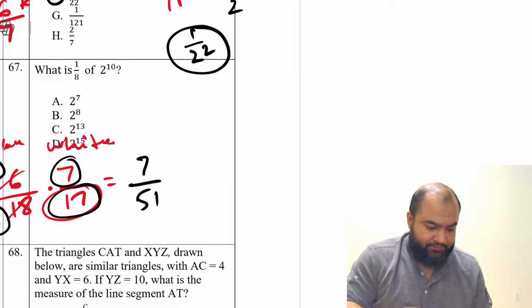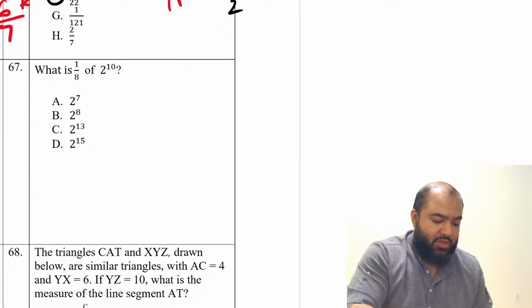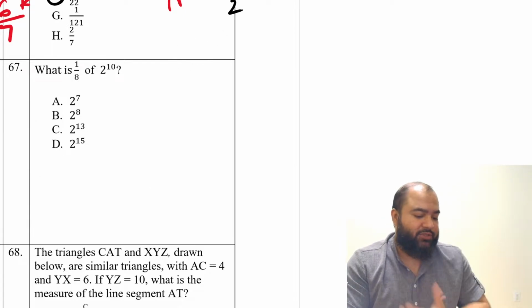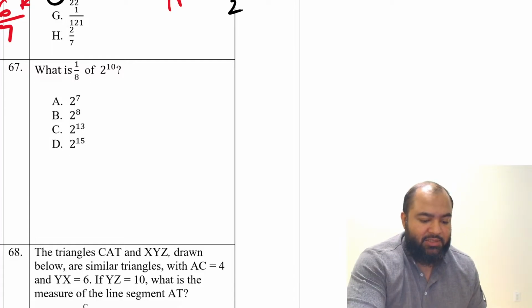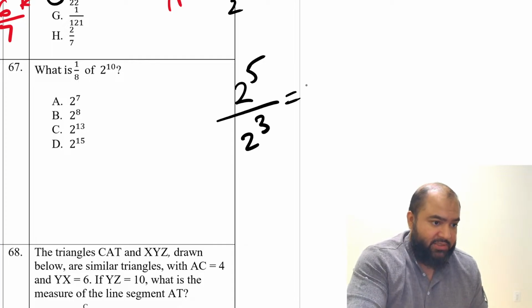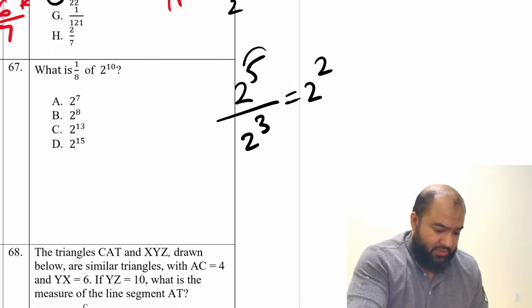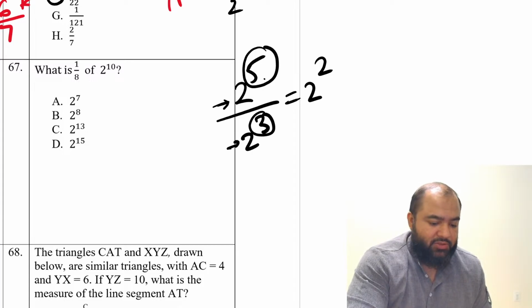Good job. 67 is easy. What is 1/8 of 210? As you can see, all the bases are the same. One thing let me tell you: if you have, let's say, 2 power 5 over 2 power 3, this is just my own example, the answer is 2 power 2. When you have the same base, we just subtract the powers. They both have the same base, the bottom number 2 and 2. So we do 5 minus 3. Okay, so that's the rule.